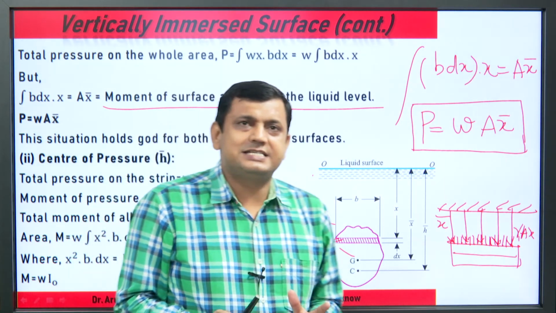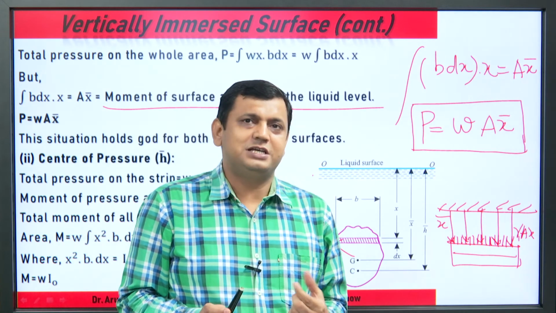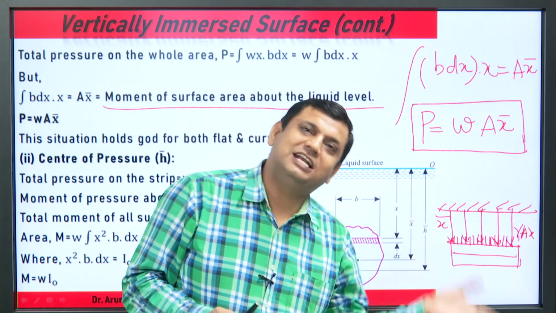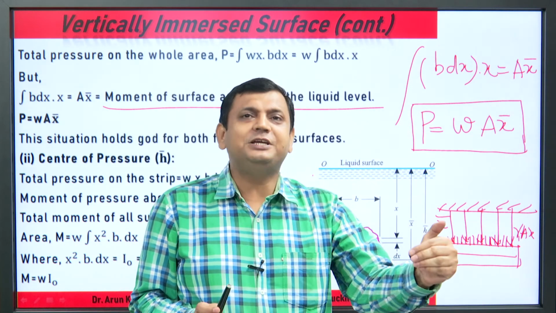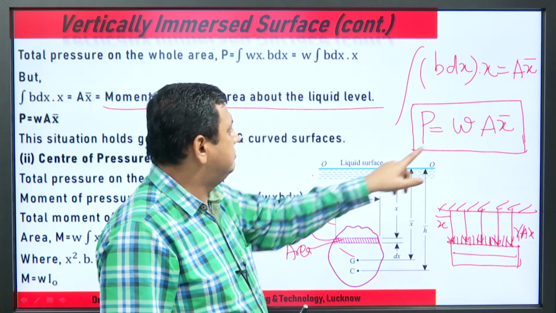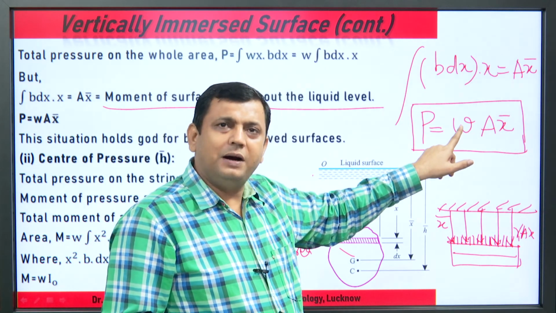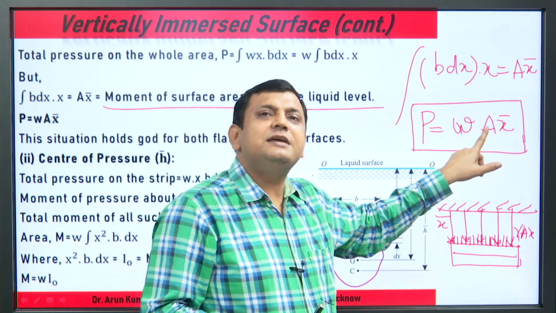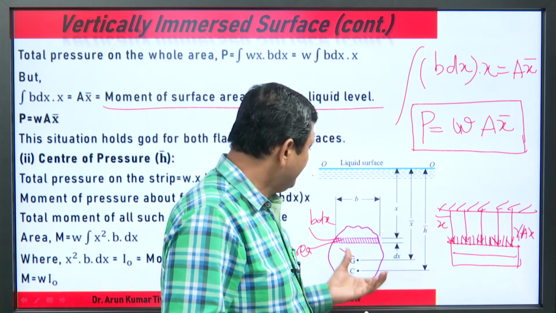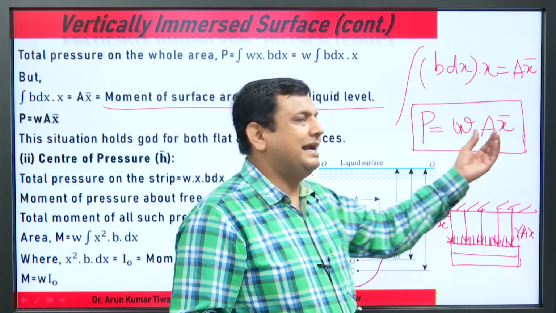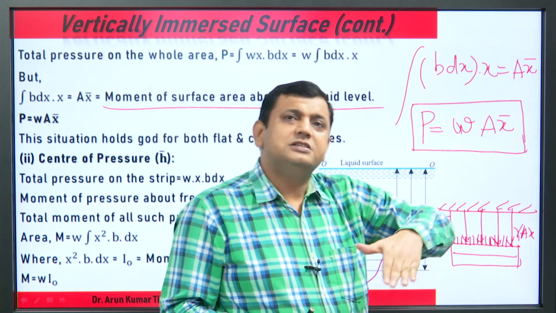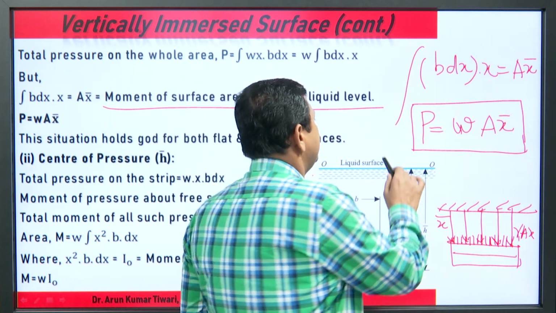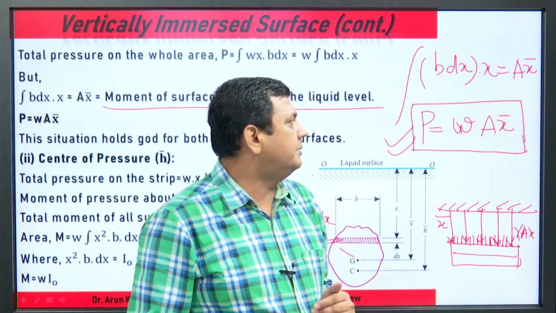So in the second case, the vertically immersed surface, we have calculated that the total pressure is the same as for the horizontal, capital P equals W or gamma A x bar. W is known as the specific weight, A is the area of the surface, and x bar is the depth from the free surface to the CG point. Is it clear? So in the second case again, P equals W A x bar.